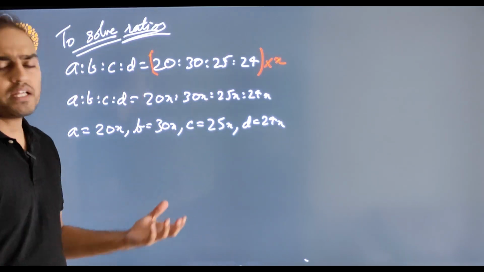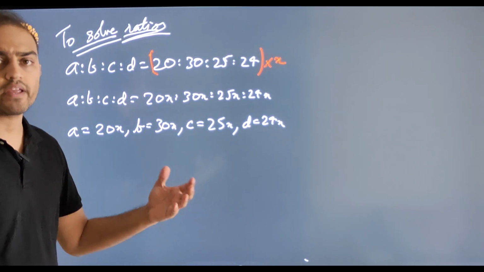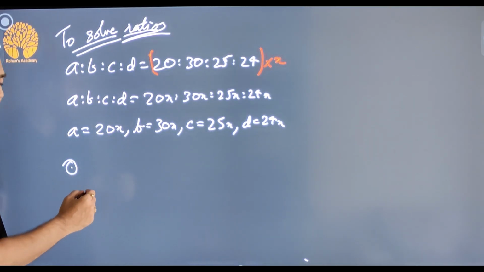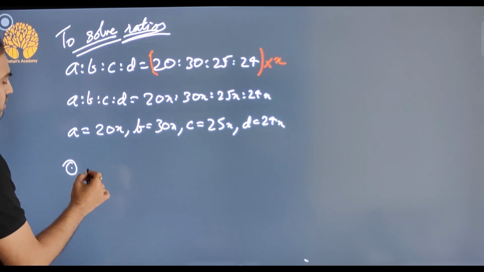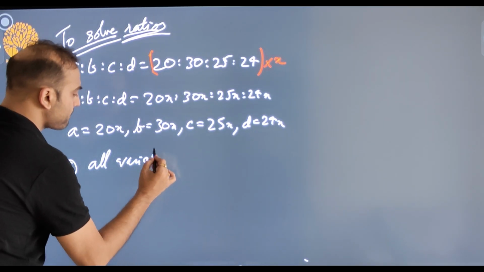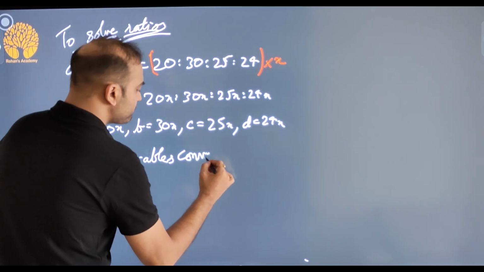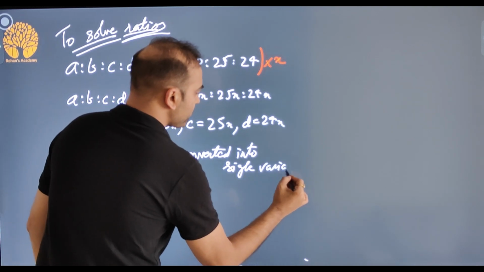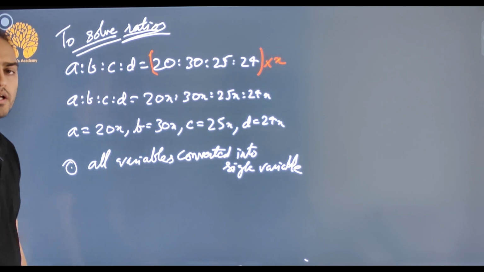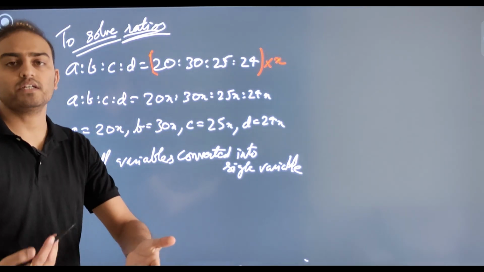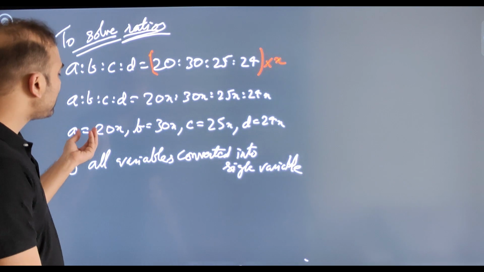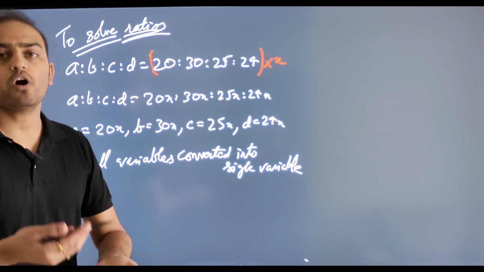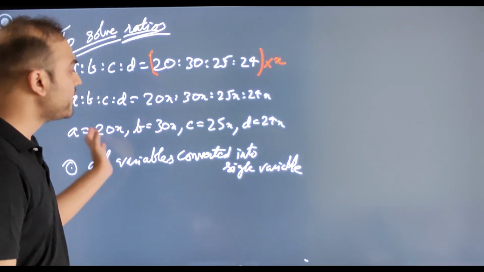Now what is the advantage of this method? Why are we doing this? Why are we not doing something else? See, the advantage of this method is all your 4 variables have been converted into a single variable. Now all you have to do is, depending on the question condition and the word problem, plug in the value of A as 20x, B as 30x, C as 25x, D as 24x, solve and find x. If you get x, you will get all the values.